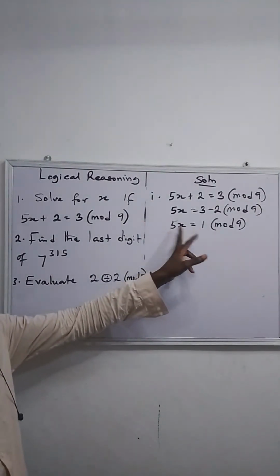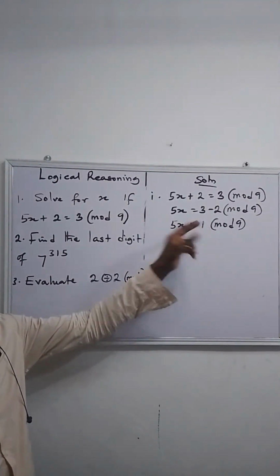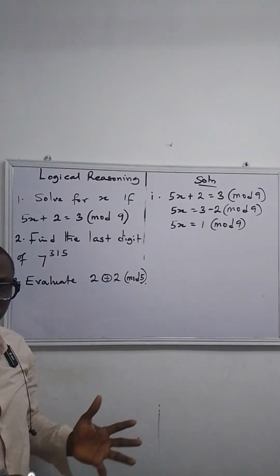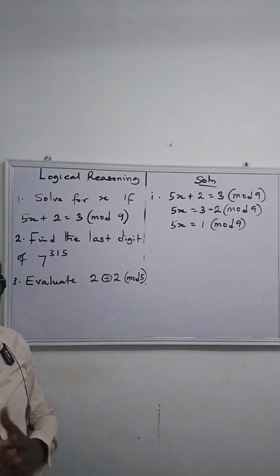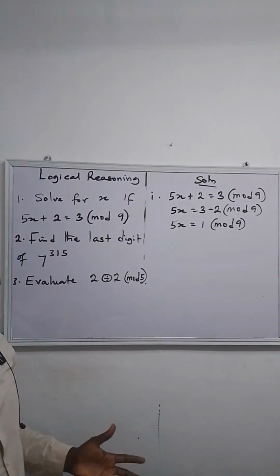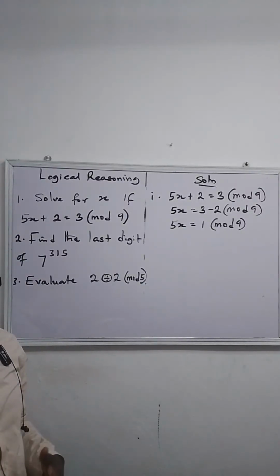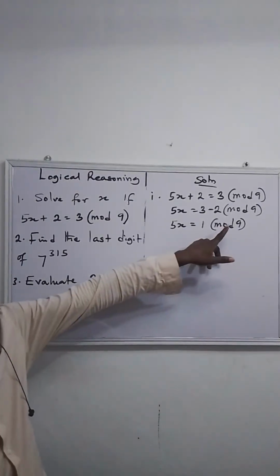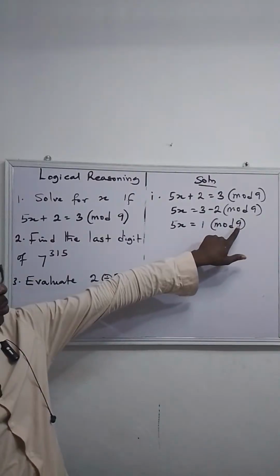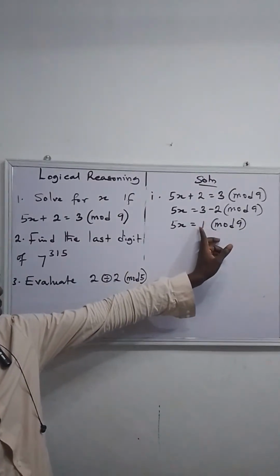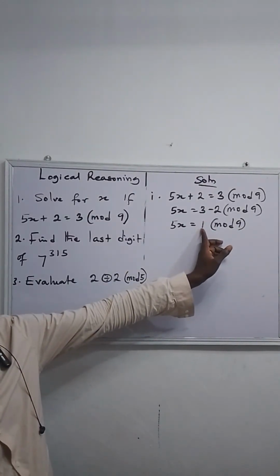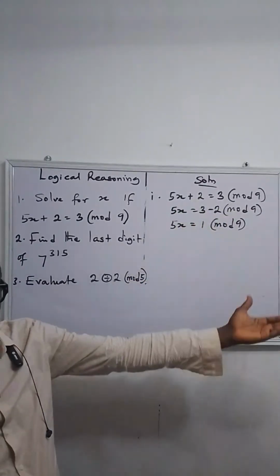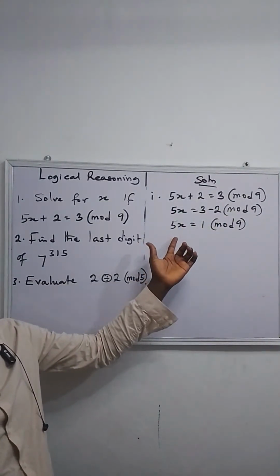Okay. So the next thing is to divide both sides by 5. But now, if you divide both sides by 5, you are going to have a decimal number. And don't forget, modular arithmetic is an arithmetic for integers. So I should find a way of having an integer answer, an answer that is integer. So what am I going to do now? I'll begin to add multiples of 9 to the number we have here until I get to a number that is divisible by 5.